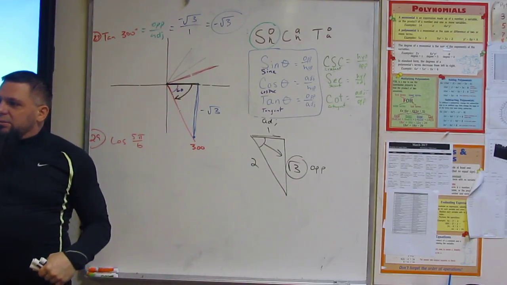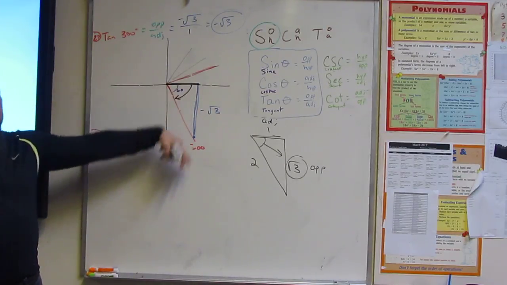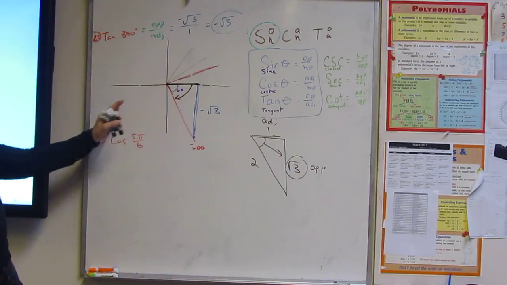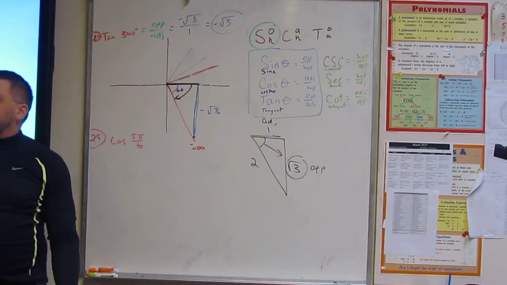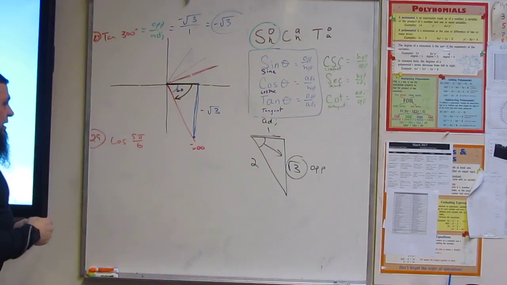When we're talking about tangent, we're talking about opposite over adjacent. In this case, the opposite side is going to be negative. In this case, it's going to be negative. But in this case, the adjacent side is also going to be negative, which makes that thing positive. That making sense? Yeah. Alright, so now we do cosine 5 pi over 6.